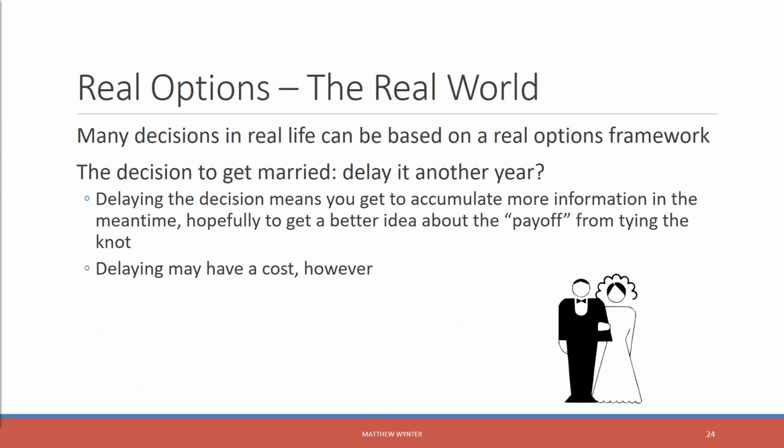Many decisions in real life are based on this real options framework. You can think about this when you think about going to university, buying a car, buying a house, and also with your spousal decisions, the decision to get married, delay it another year. If you delay that decision, you accumulate more options, you accumulate more information, and hopefully you get a better idea about the payoff, but delaying may also have a cost, right? So we tend to think about these real options all the time in real life, and they have many applications, both within finance and within our actual lives.